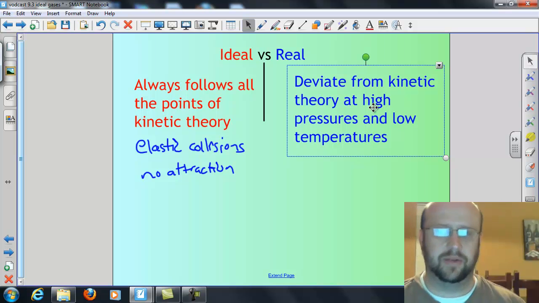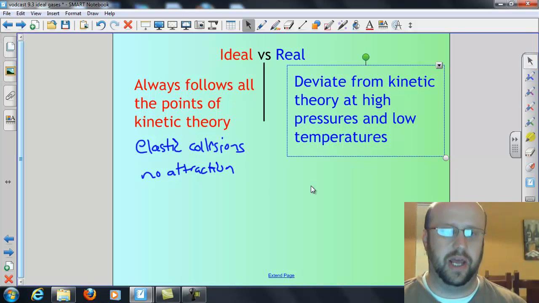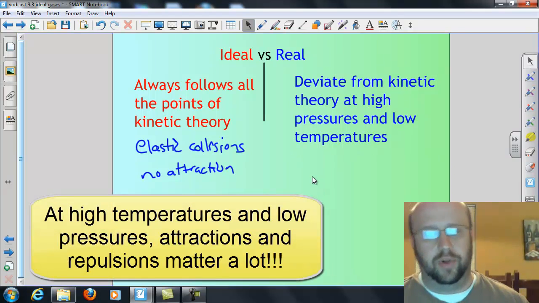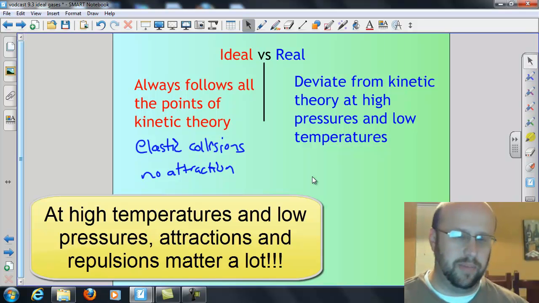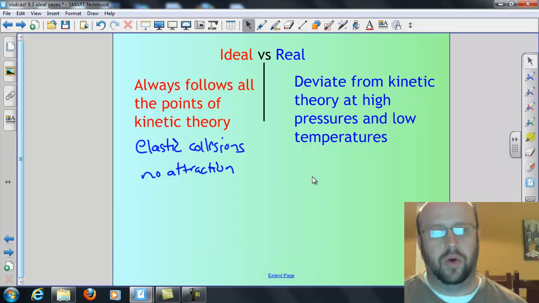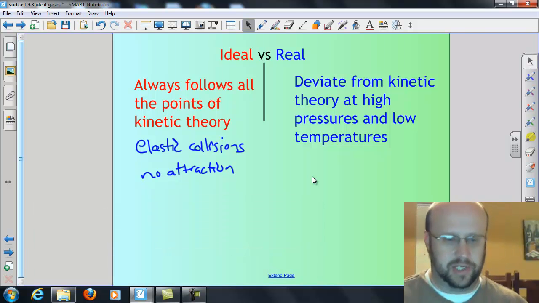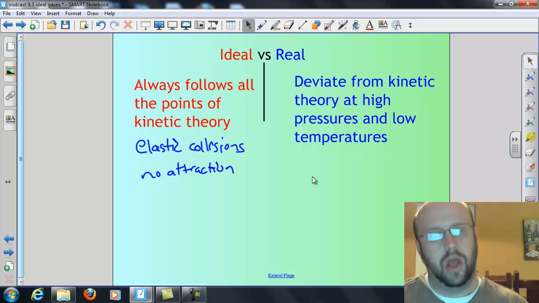The fact of the matter is that real gases don't do that. At really high pressures and at really low temperatures, those things aren't true. The particles do start to have attraction for each other. They are going to lose some energy in their collisions and all that stuff. So real gases aren't quite the same as ideal gases.